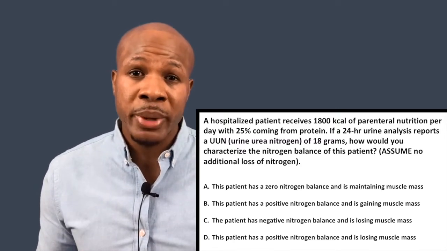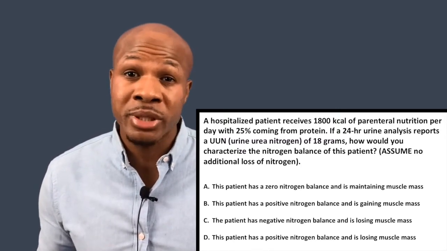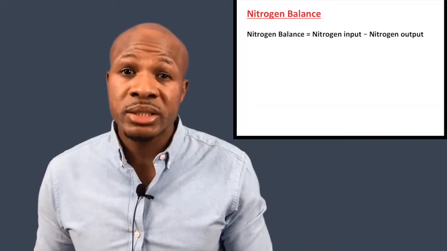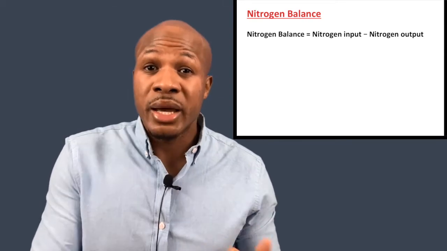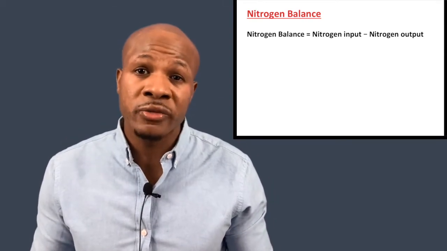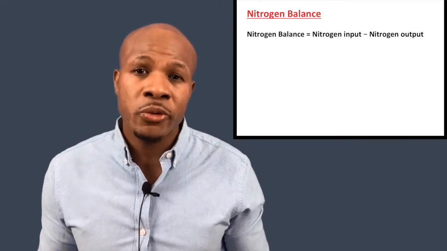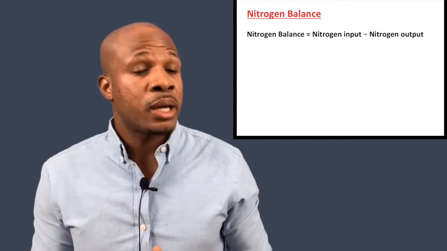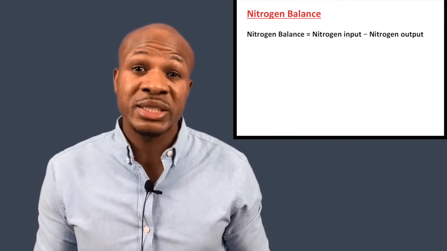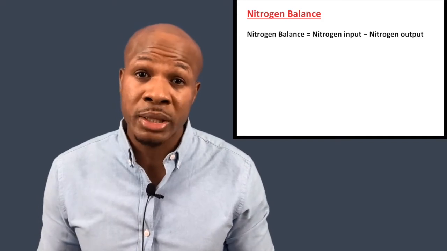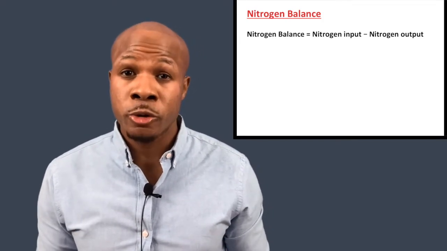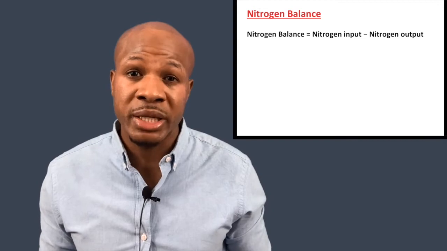Now, what is the nitrogen balance? Well, nitrogen balance is a simple equation. It's the amount of nitrogen you consume minus the amount of nitrogen you expel. So there are different routes of elimination for nitrogen, but the main route is through the kidneys. And in this case, this patient eliminates 18 grams of nitrogen through the kidneys in a day. And we're told to assume that that's the only route of elimination of nitrogen.